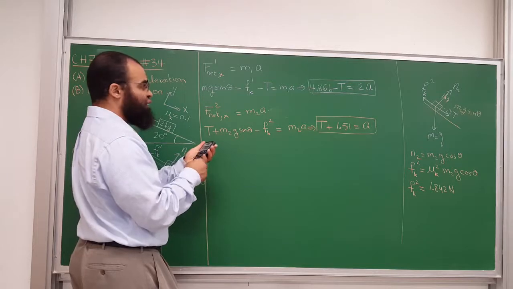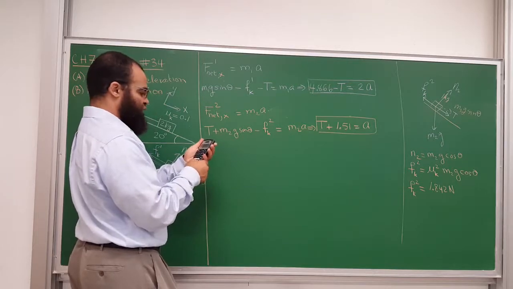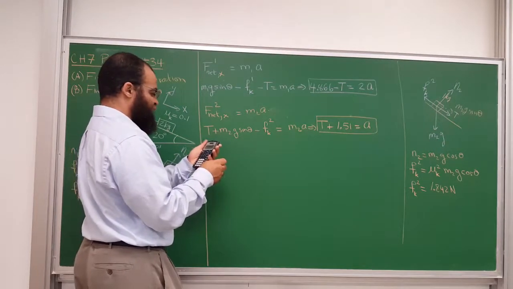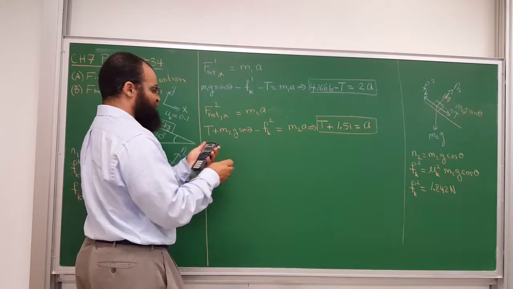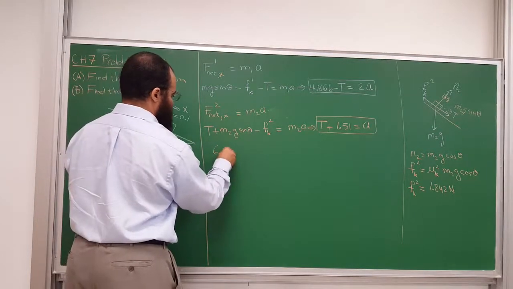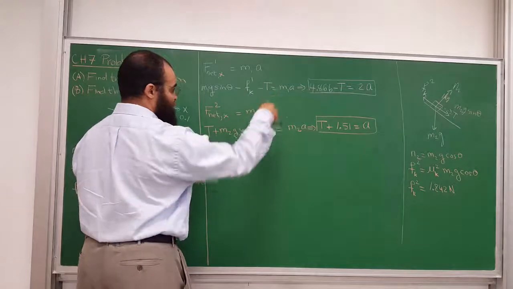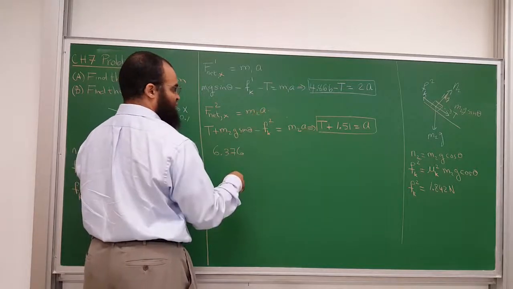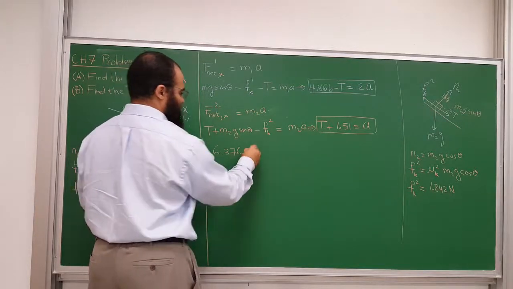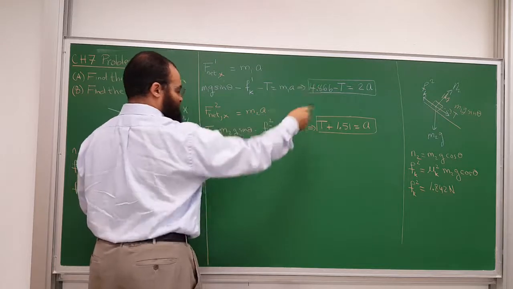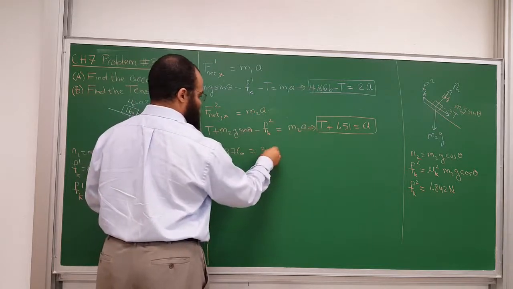4.866 plus 1.51, that gives me 6.376. So I get 6.376 by adding the two equations. The t disappears, so that's it on the left hand side. On the right hand side I have twice a plus 1a is 3a.